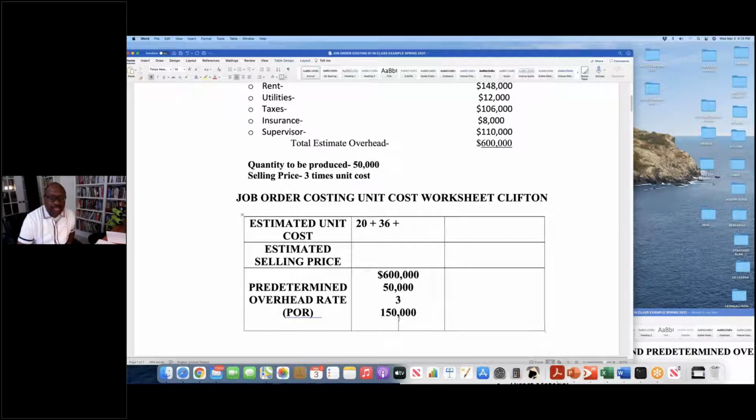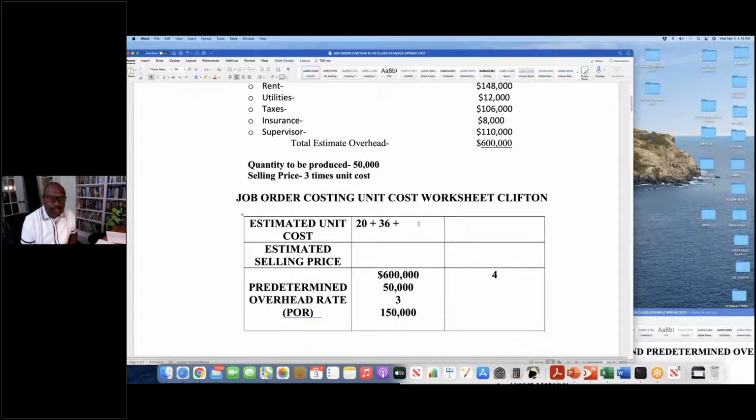Okay. And so our POR then is going to be what? How are we going to get it? You get your POR by line 1, which is 600,000 divided by, yeah, that. Divided by what? 150. So what's 600 divided by 150, or 60 divided by 15? What is that normally? 4. So the POR is 4.